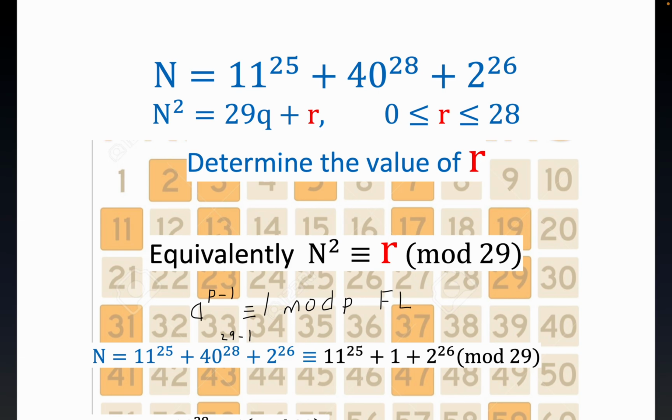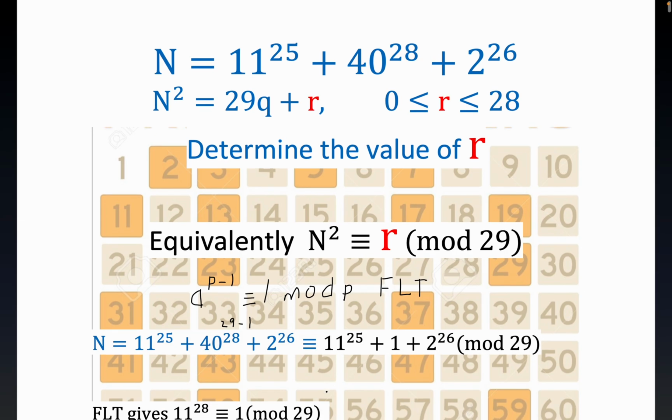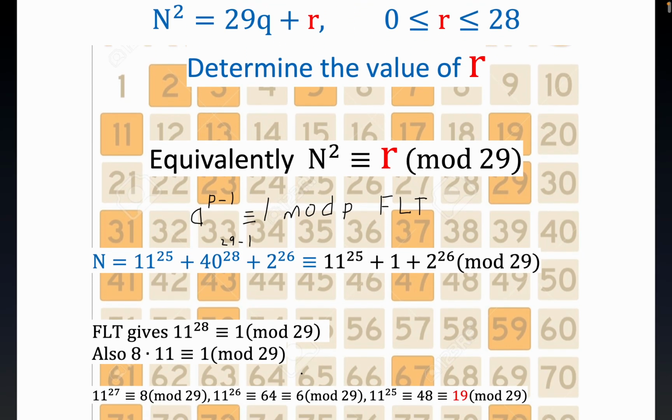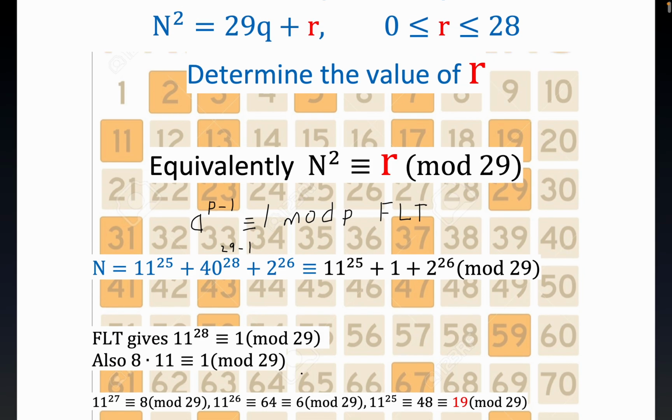Fermat was a French lawyer, mathematician, hobbyist, philosopher, a bunch of stuff. Now, it remains to reduce 11 to the 25th and 2 to the 26th. Again, once we do that, we'll have to square that modulo 29 and see what we get. So I'm going to do it for one of them. I'll work with 11 to the 25th and leave 2 to the 26th for you because it's very similar.